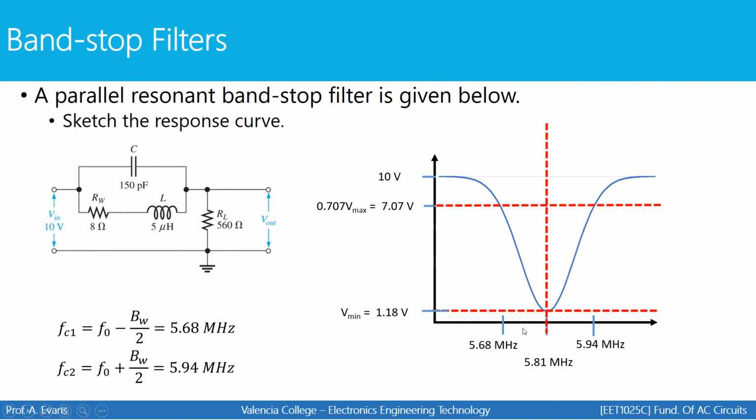So we can very quickly and easily see what frequencies will not be allowed to pass. Anything within the stop band here will not pass, and then anything outside of it will pass.